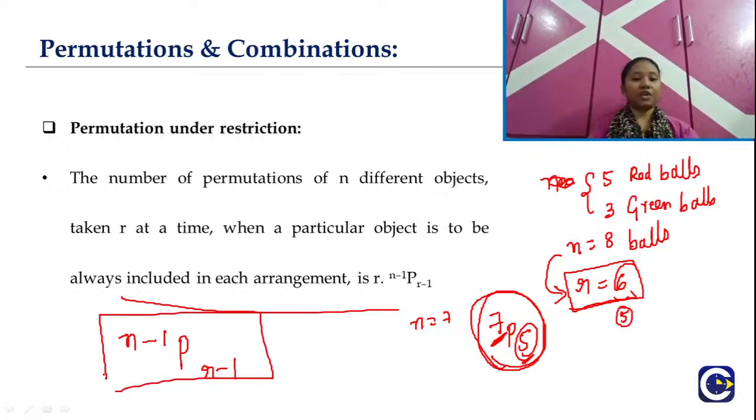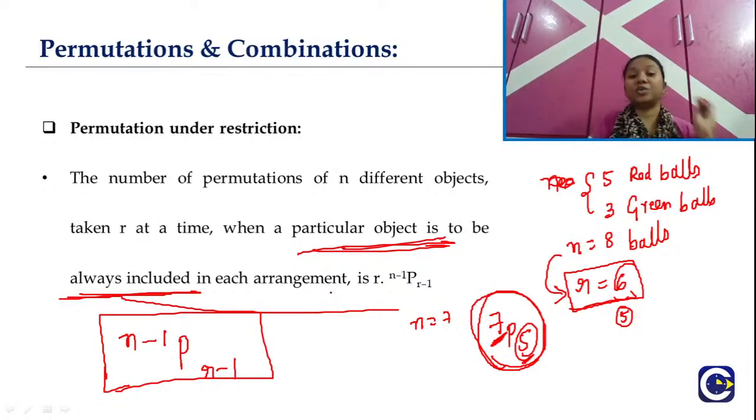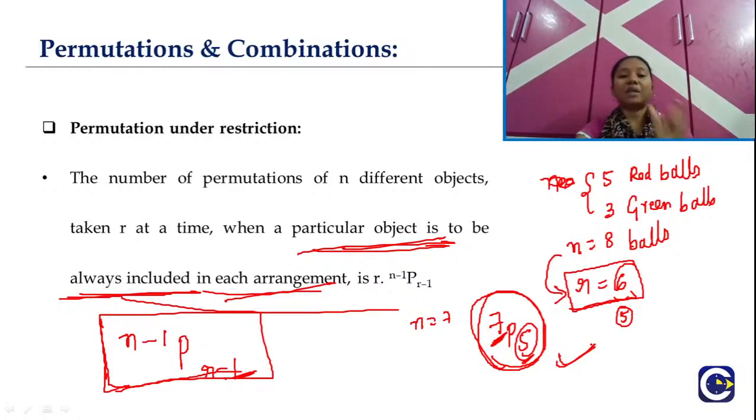So now I guess you get an idea how we got this formula. To get the number of permutations of n different objects taken r at a time when a particular object has to be included in each arrangement, the number of arrangements is nothing but n minus 1 P r minus 1. So you can get that idea from this example. This is one of the restrictions, that a particular object is to be always included. So let's move on to the next one.